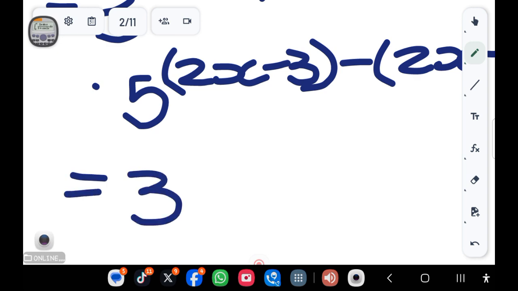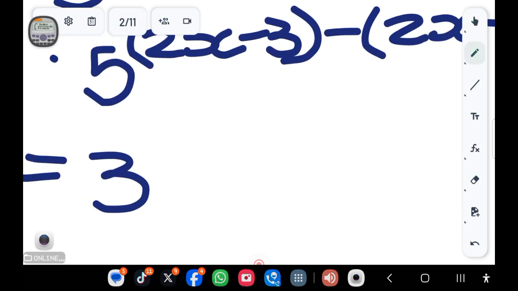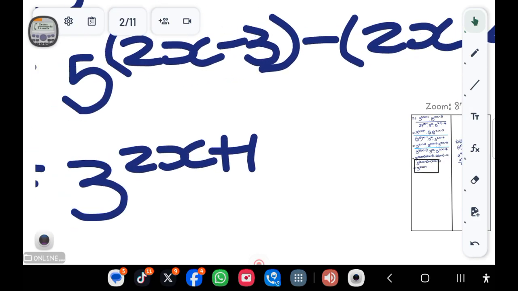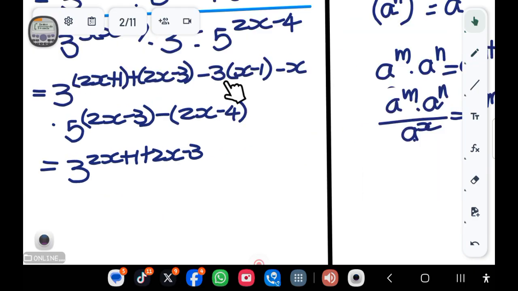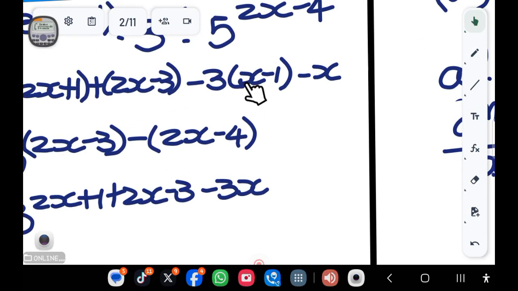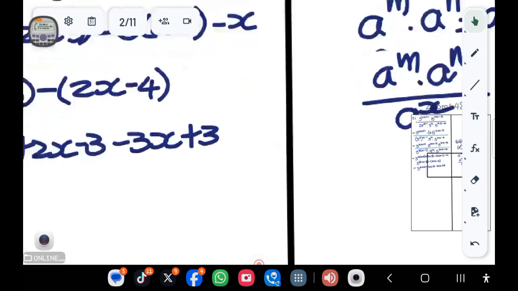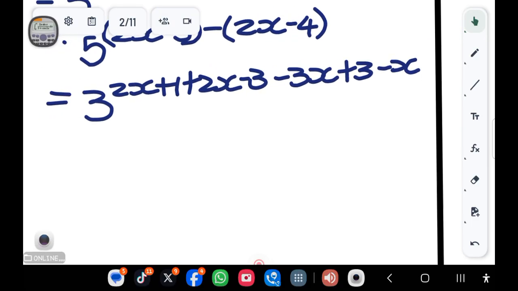So 3 to the power of, that is 2x plus 1. I want to spread it all out so you can see. Plus 2x minus 3, minus 3x. Make sure you work with your integers very, very carefully. Negative 3 times negative 1, that will be plus 3 minus x. All those have got the same base, so we line them all up together.